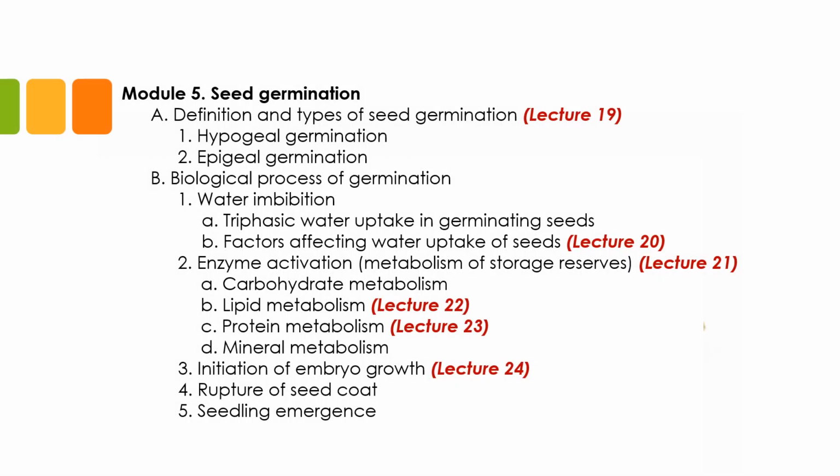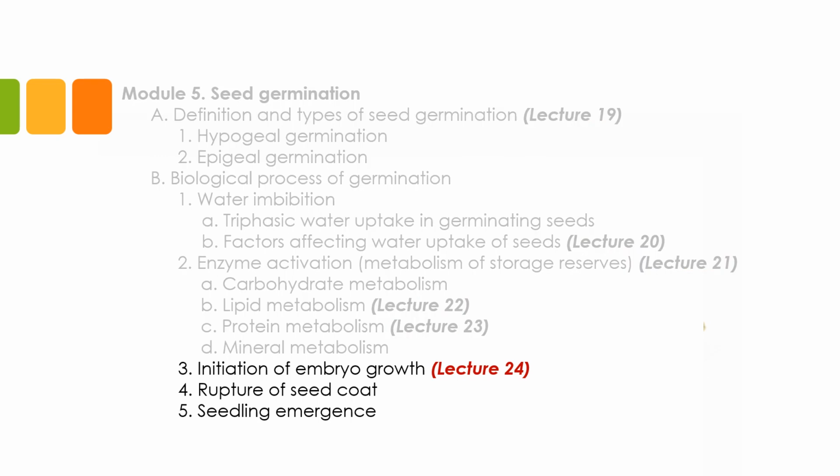So far, we have covered the first two steps in the biological process of germination, which are water imbibition and enzyme activation. Under the topic of enzyme activation, we have looked at how stored reserves in the seeds, in the form of carbohydrates, lipids, proteins, and minerals, are broken down. In this lecture, we will go over the remaining steps in seed germination, namely initiation of embryo growth, rupture of seed coat, and seedling emergence.